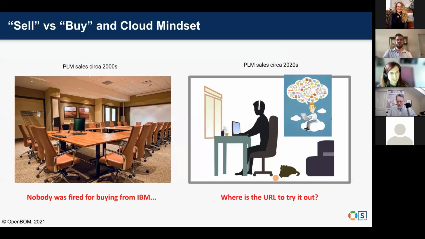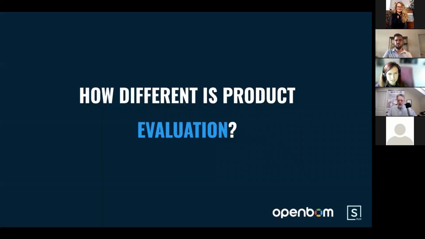Right, understand. Very interesting. So my next question is, how different is the software evaluation process?